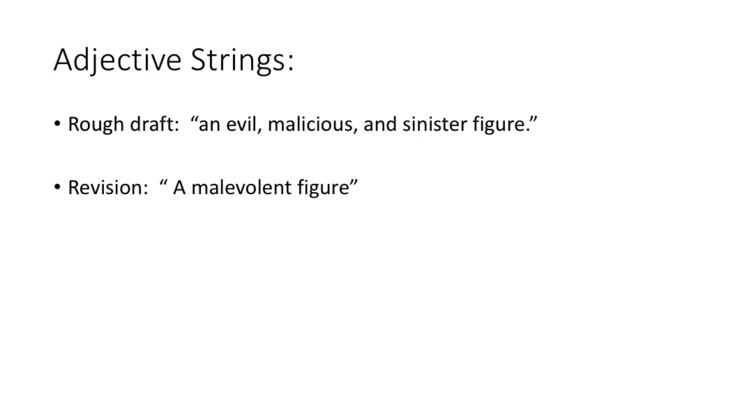So let's look at a first draft. It says, an evil, malicious, and sinister figure. This is how you could be describing the villain of the piece. But in revising, you may see that a precise adjective, one that gets closer to the essence of the evil of this villain, will suffice, like malevolent. So with this modification, a malevolent figure, you have a much better picture of that villain than you did with this whole string of adjectives.